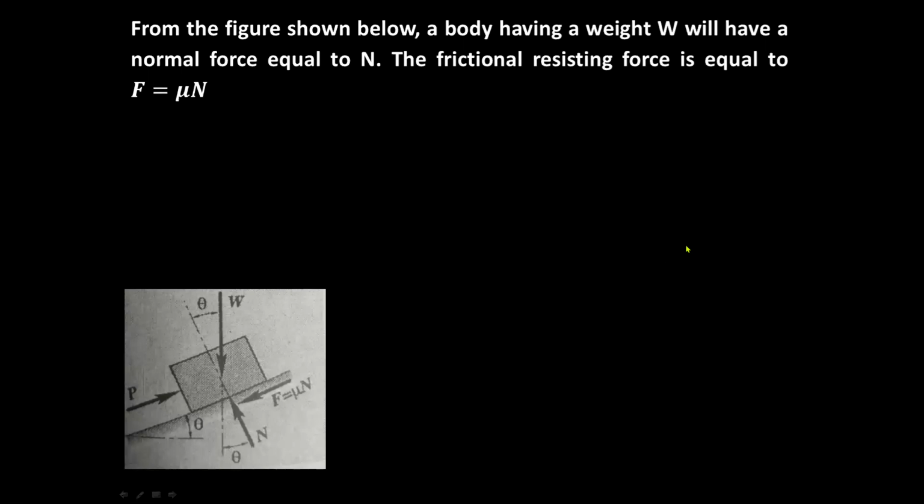From the figure shown below, a body having a weight W will have a normal force equal to N. The frictional resisting force is equal to F equals mu times N. So, tingnan niyo yung block of wood natin naka-incline with an angle of inclination of theta. Now, in order to calculate for the frictional force or frictional resisting force, that is simply equal to mu times N. Yan kasi yung nag-oppose yung frictional force doon sa direction ng applied force natin na P sa figure natin.